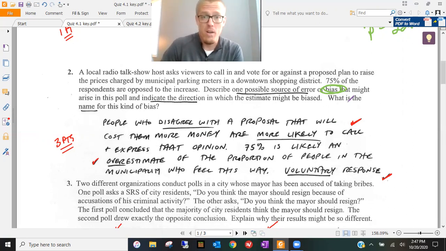So here we care about the people in this town or in this viewing area, the listeners of this radio station. We care about how many of them support or oppose this plan. What is the proportion of people? What's the percentage of people that don't want it to happen? And so there's a true number out there, right? If we could ask every single person in the whole city or in the whole state or wherever we're talking about here, we would have a real answer. Bias, though, is what is going to creep in based on his sampling method.